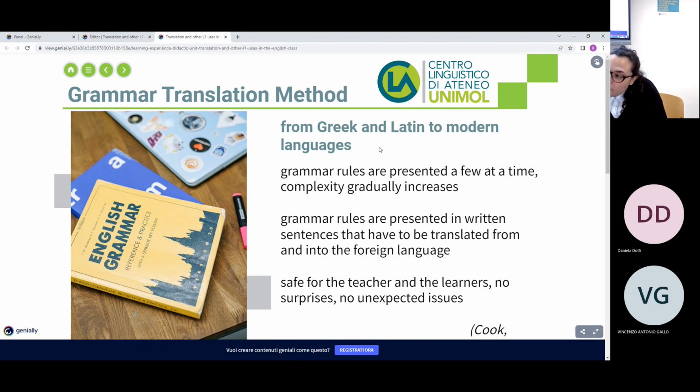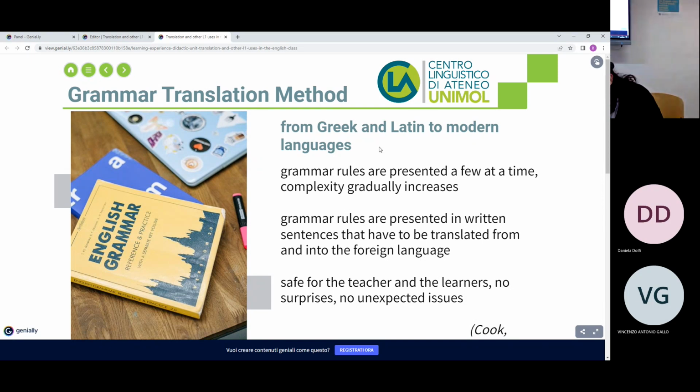So you were literally given some sentences in English, or imagine Italian in Italy, and then you'd have to translate them in the other language, in L2 or L1. What was good about this method was that it was safe. First of all, for the teacher.